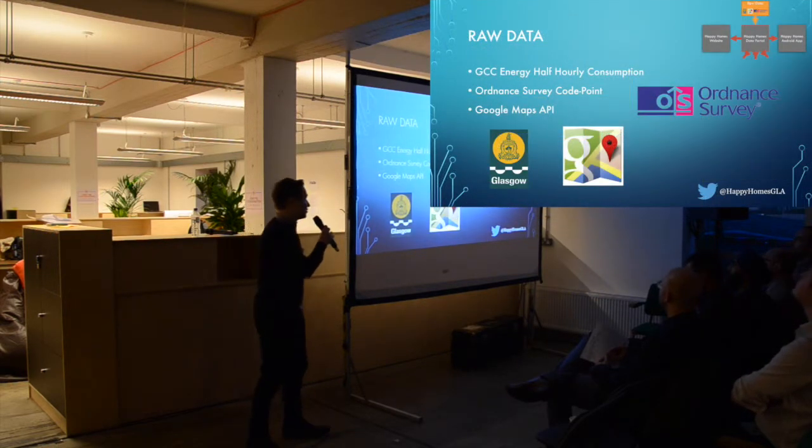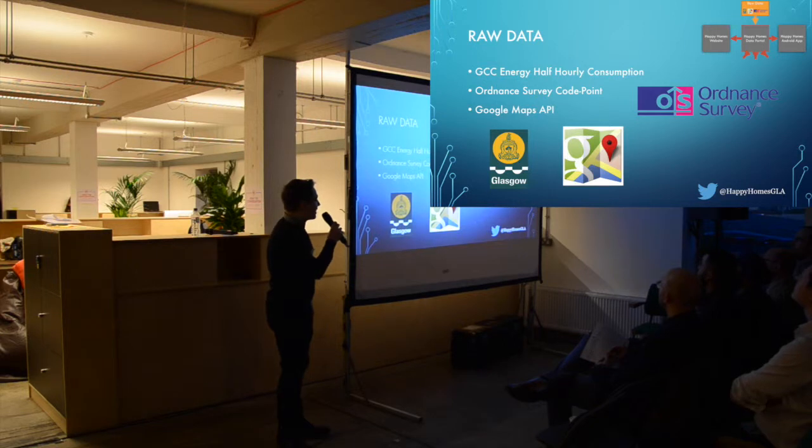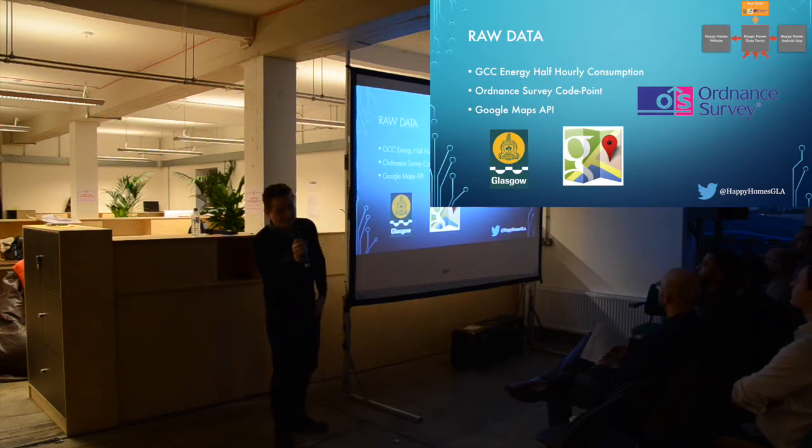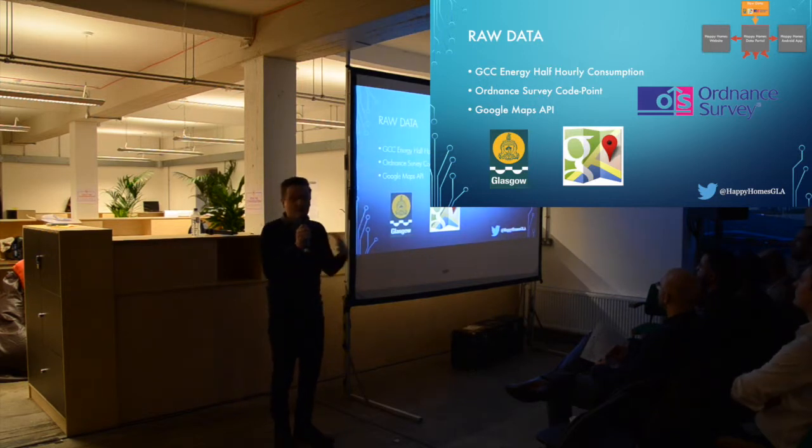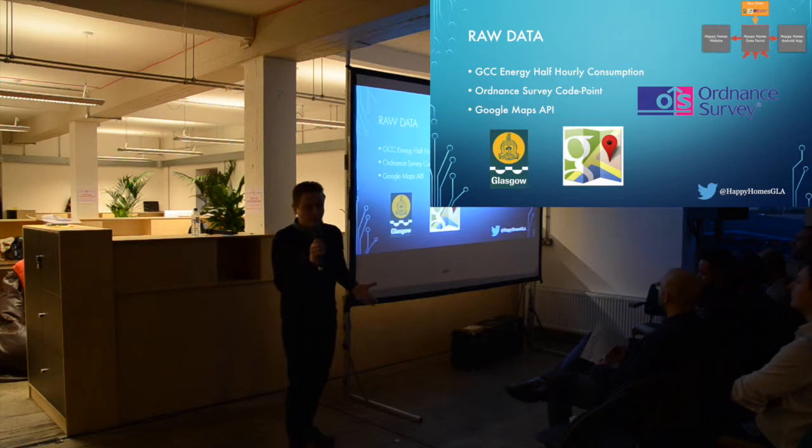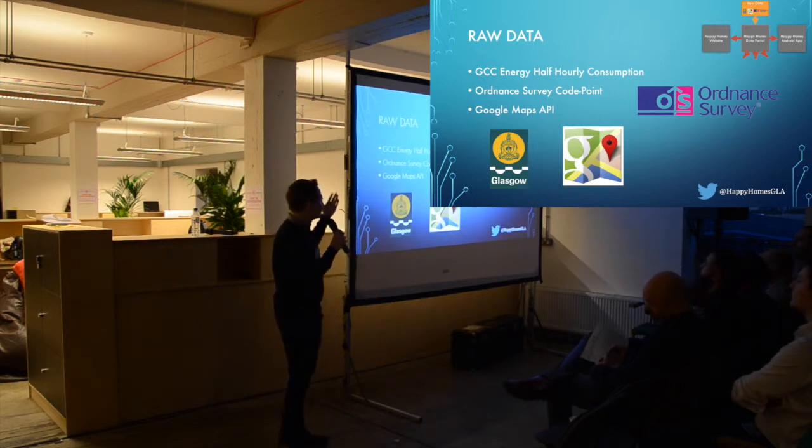Some of the raw data that we used: the Glasgow City Council energy half-hourly consumption data. If anybody's familiar with that, that's a huge data set. It has information on the amount of energy that gets used every half hour in every public council building. So that's a lot of data. As well as that, we used ordnance survey data for the locations.